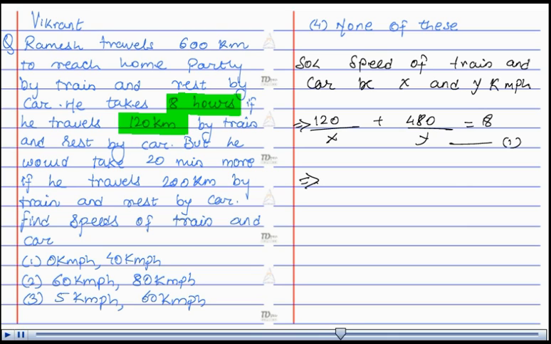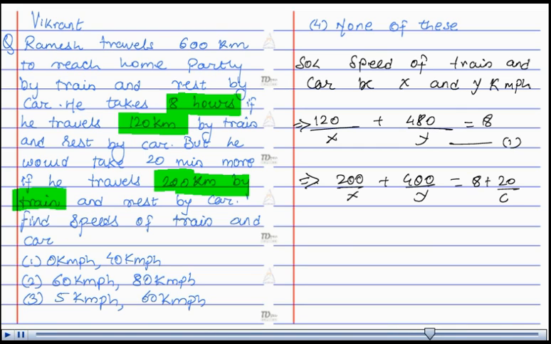Similarly, we can frame equation number 2, that is 200 kilometers he has travelled by train. So 200 kilometers is travelled by train at a speed of x, remaining is 400 which is travelled at a speed of y. The total time turns out to be 20 minutes more, that is 8 plus 20 minutes more. So it turns out to be 200 by x plus 400 by y, which is equal to 25 by 3. This is equation number 2.